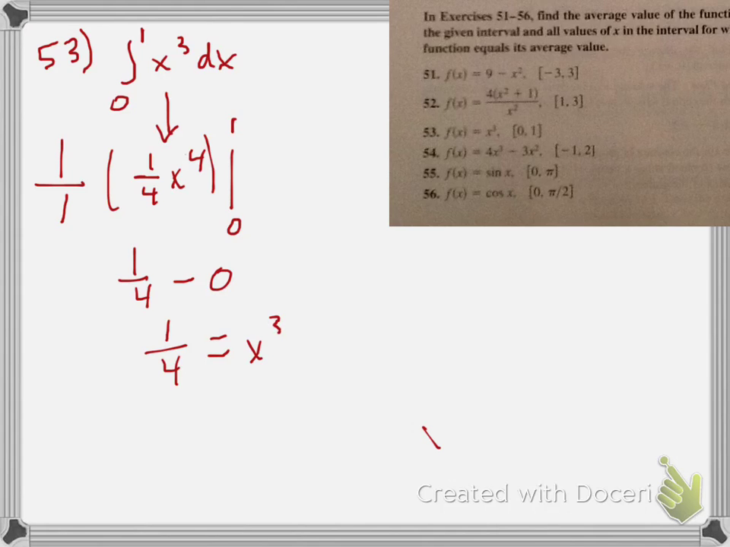Then we want to find the x values in the interval of the function that are equal to that. So we're talking about the third root of 1/4, which is 1 over the third root of 4. And that gives you your value.